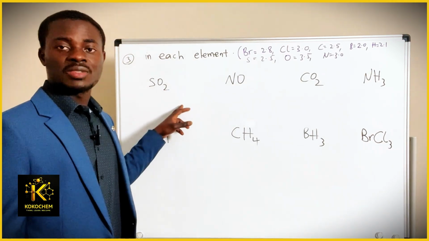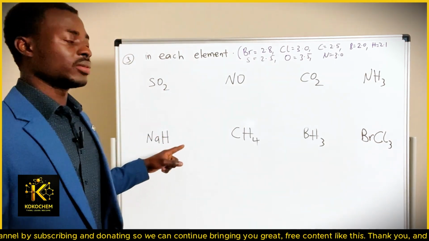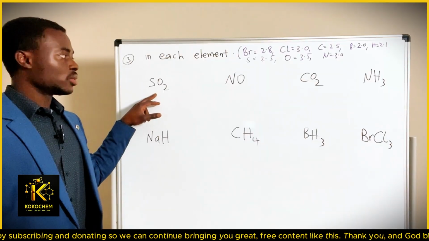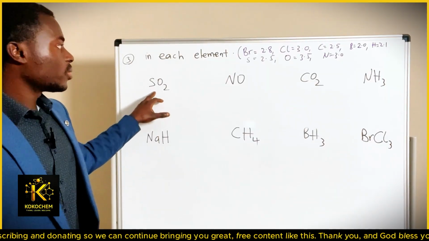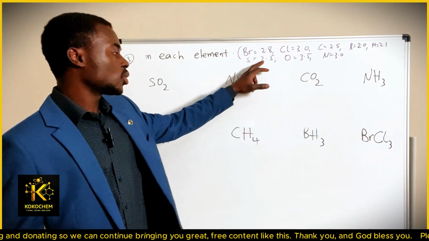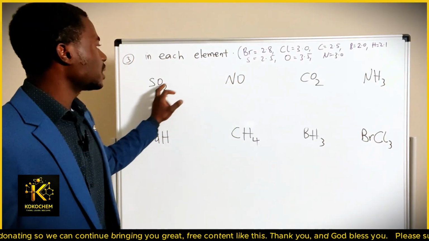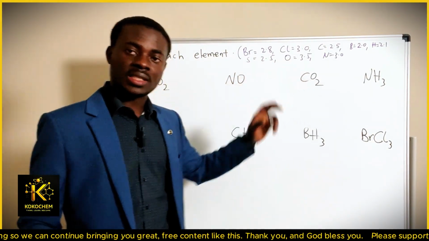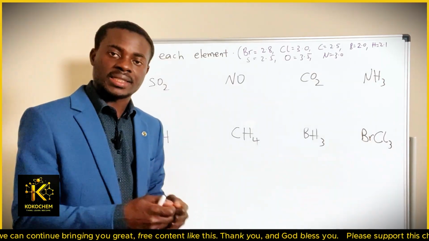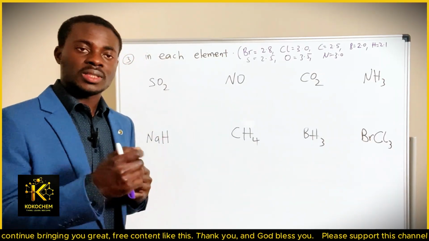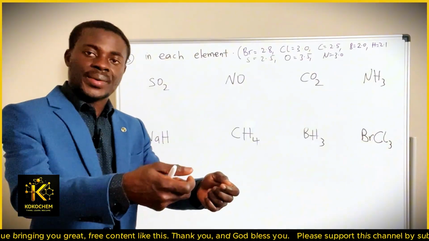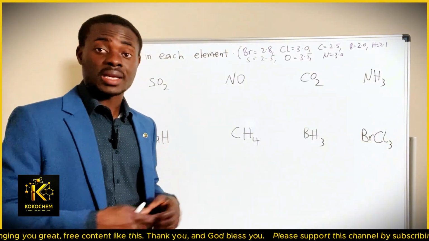Find the oxidation numbers for each element in these compounds. First, SO2, sulfur dioxide. The electronegativity value for sulfur is 2.5, and oxygen is 3.5. So oxygen is more electronegative than sulfur. So when oxygen and sulfur bond, oxygen pulls electrons toward itself more than sulfur.